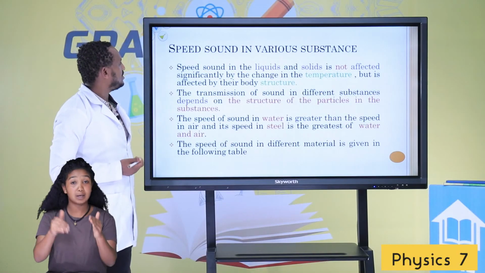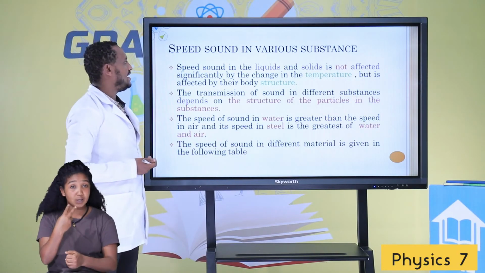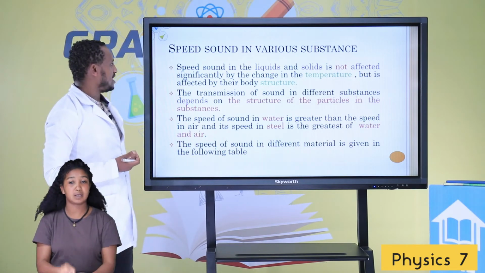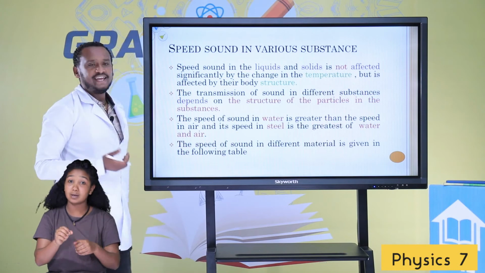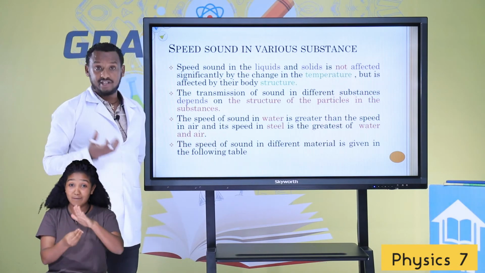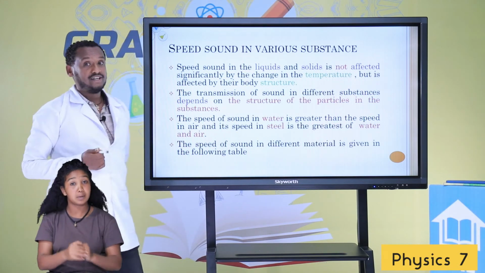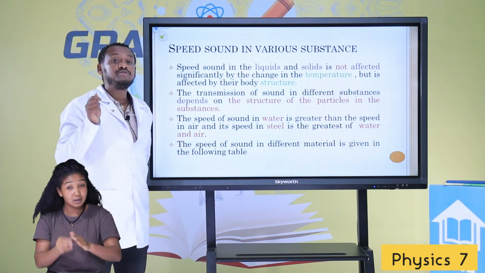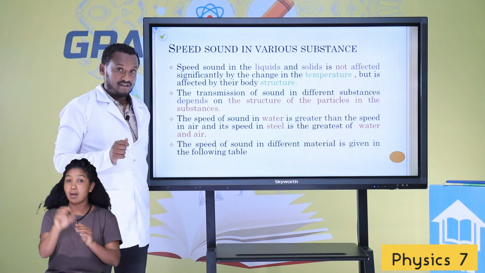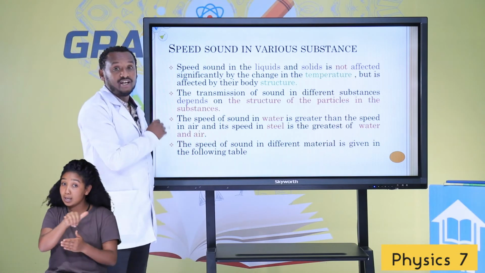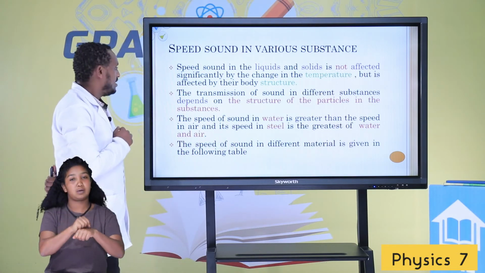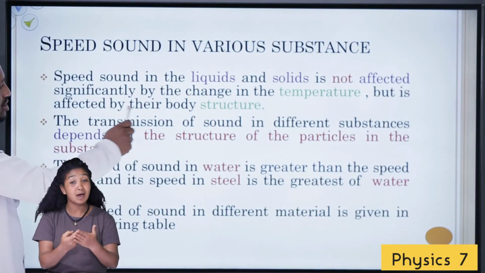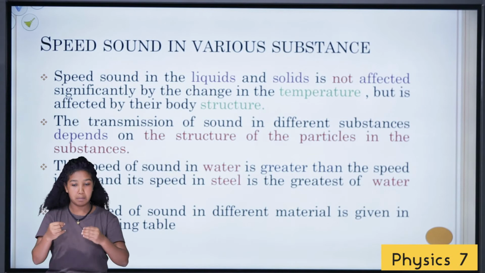Now the next point is speed of sound in various substances. Speed of sound in liquid and solids is not affected by the temperature. But you know that the temperature affects the speed of sound in air. It is not the same in liquid and solid, but they are affected by their body structure.